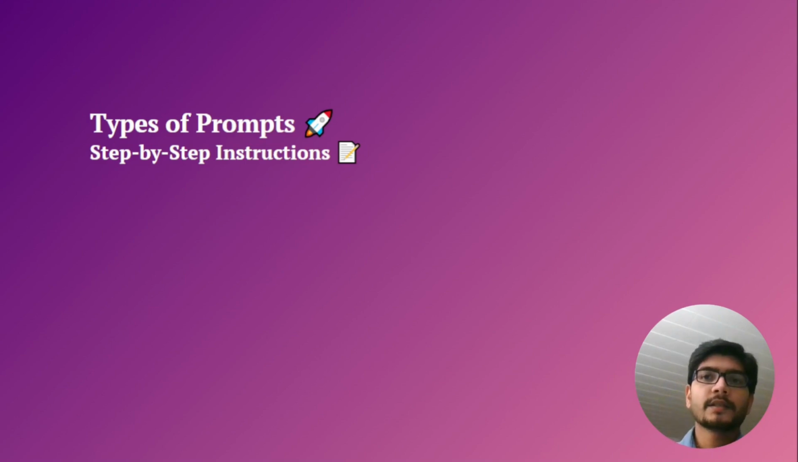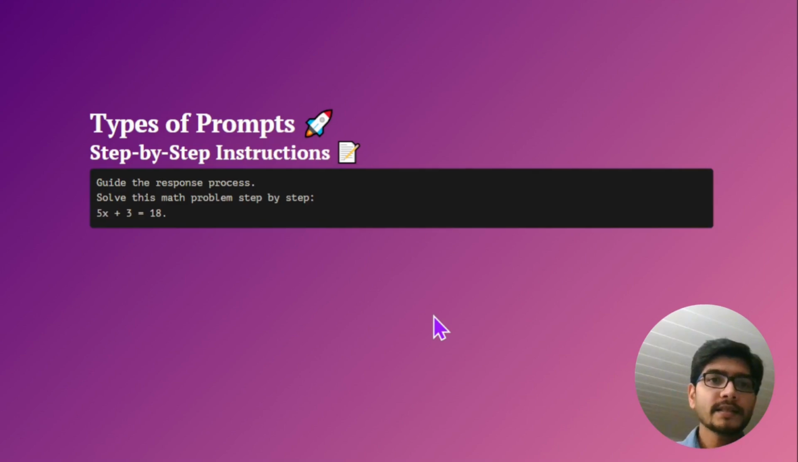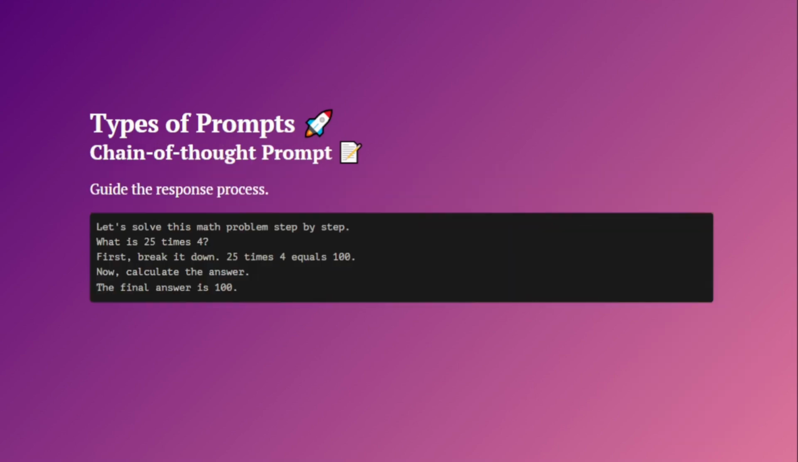Step-by-step instructions guide the AI through a process. For example, you ask the AI to solve a math problem step by step. So like, solve this problem step by step, 5x plus 3 is equal to 18. And this is another example. You can ask, let's solve this math problem step by step. What is 25 times 4? And ChatGPT will break down this prompt and calculate all the steps.